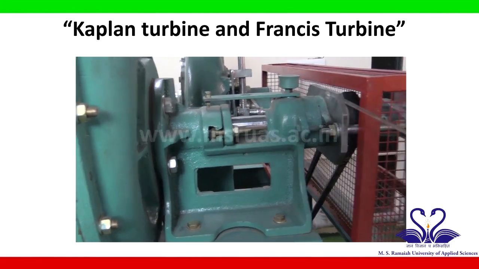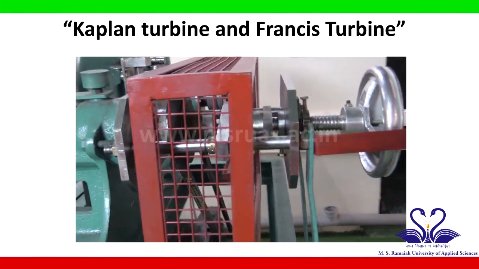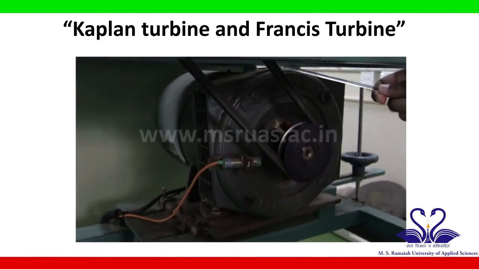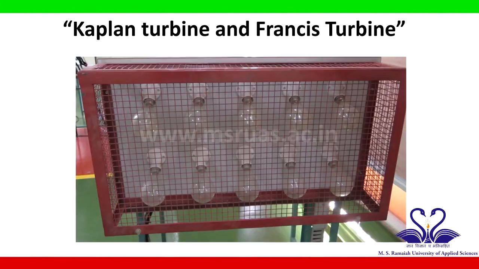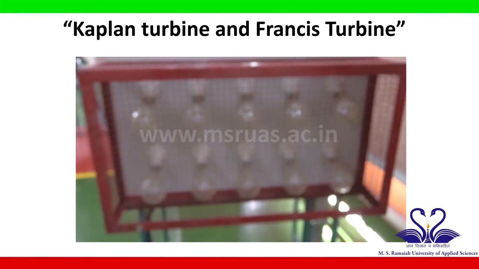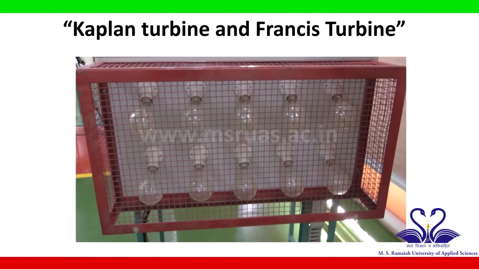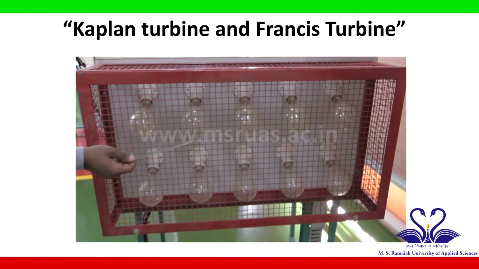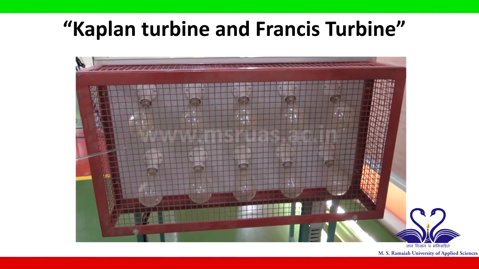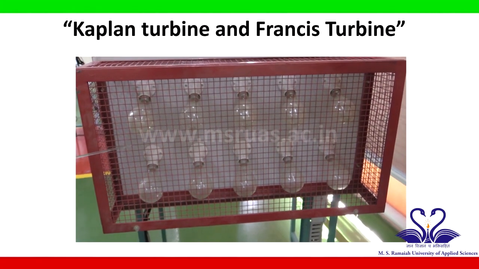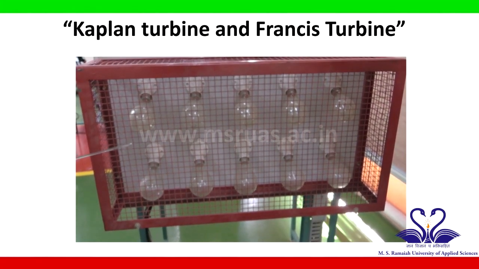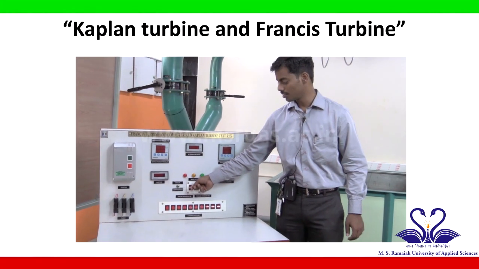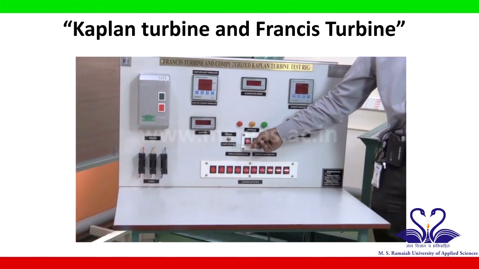The shaft of the turbine is connected to an alternator using a V-belt drive. The alternator converts the mechanical power that the turbine generates into electrical power. Here we have 10 incandescent bulbs of around 150 watts each, which can be switched on, and thus the turbine can be loaded up. On the panel, we can see a toggle switch between manual and computerized.